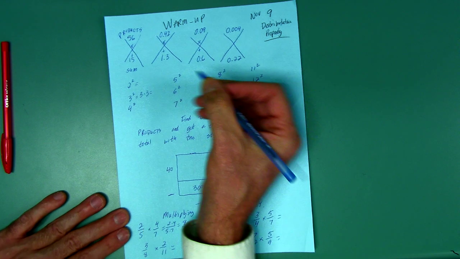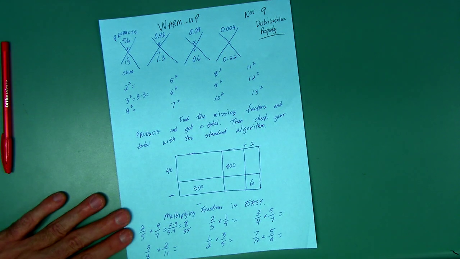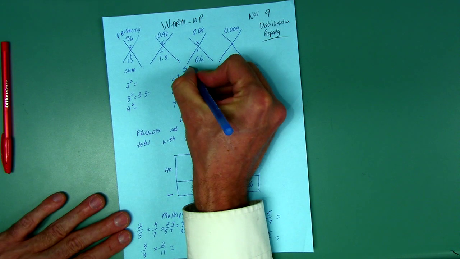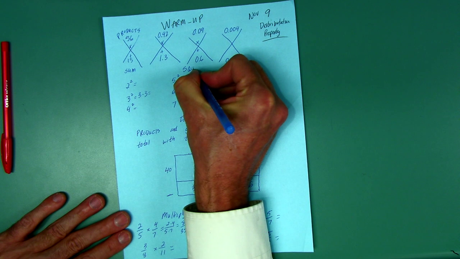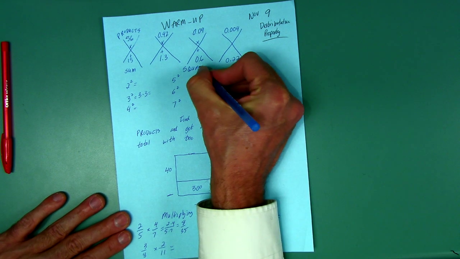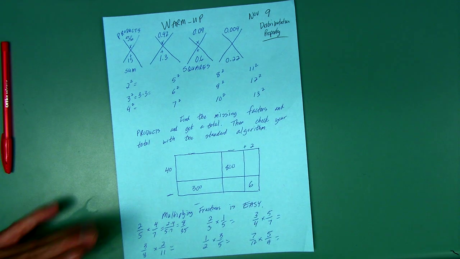So all of these are to the second power. And remember what you can call that, right? Those are called squares. 2 squared, 3 squared, 4 squared, all the way up through 13 squared. So those are squares.